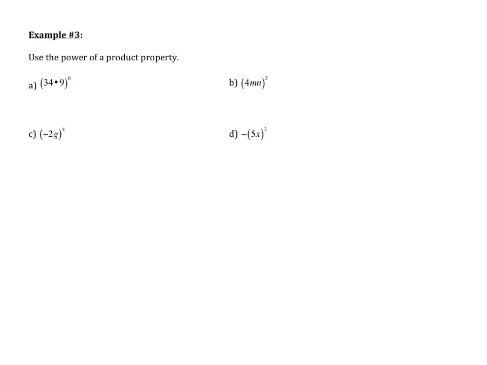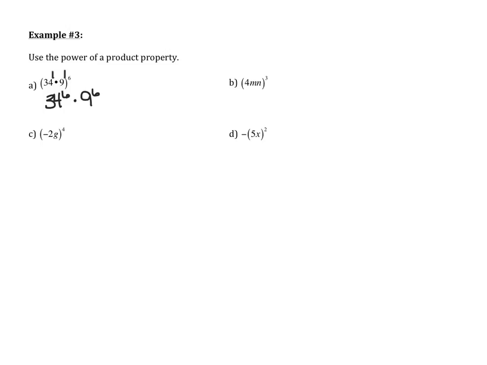So in part A, it says 34 times 9 to the 6th power. So keep in mind that there are powers of 1 on the 34 and the 9. So when I take everything to the 6th power, I'd be basically just taking 1 times 6 and 1 times 6. So I'm going to keep the same bases, 34, and then it would just be to the 6th power, times 9, again to the 6th power. So my final answer would be 34 to the 6th times 9 to the 6th.